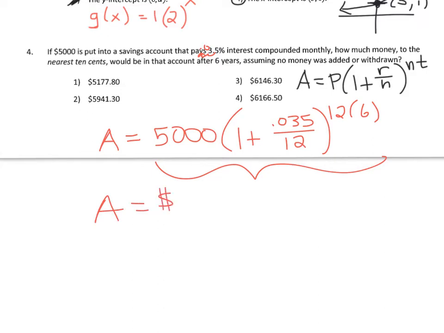Okay, so when we do, we wind up getting $6,166.51. Now keep in mind they wanted you to round to the nearest 10 cents. So if you round this to the nearest 10, you have to say, all right, am I going to round down to 50 or up to 60? Because that's to the nearest 10. So this 1, since it's lower than a 5, we're going to round down. So this will be 50 cents. So that is choice 4.